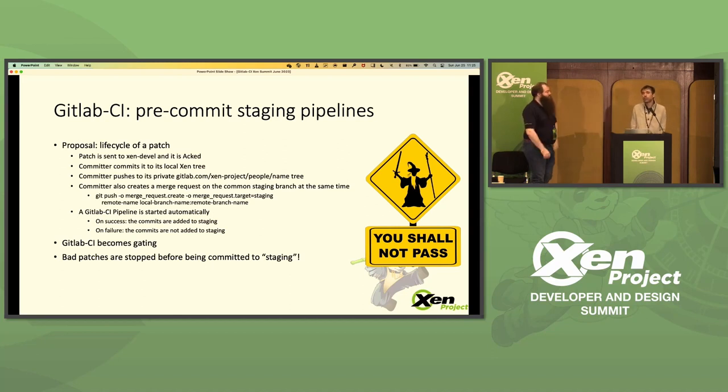Effectively what this means is GitLab CI becomes gating. If something breaks GitLab CI, it's not going to enter staging, unless the committers want to, of course, but not by default.